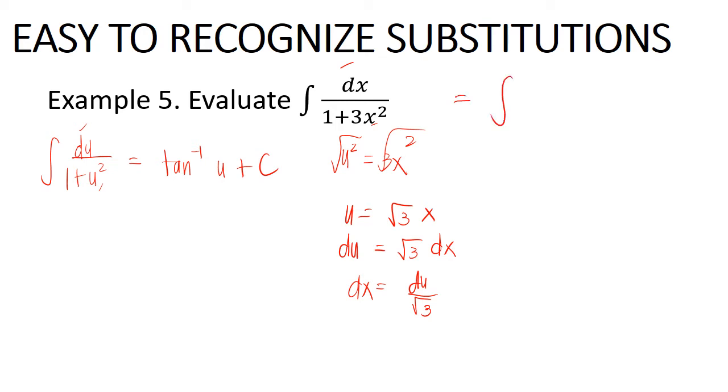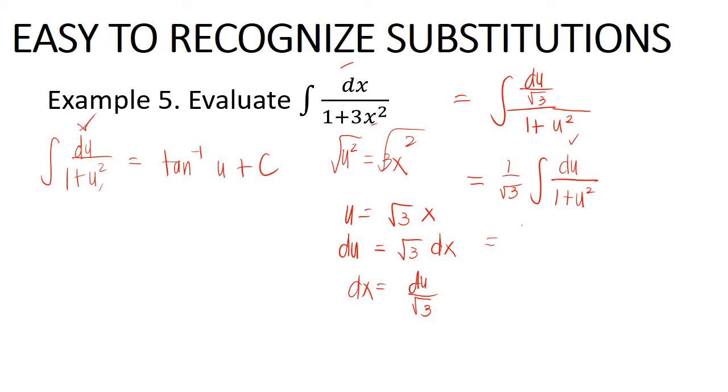Ano po yung dx natin? Du all over square root of 3 all over 1 plus, ano po ito? Diba yung 3x squared, yung u squared natin? So, u squared. Sinolve lang natin si u para makuha natin yung du. Actually. And simplifying that, we know that 1 over square root of 3 is a constant. So, pwede natin siyang ilabas. Integral ng du all over 1 plus u squared. And kamukha niya na yung formula natin.